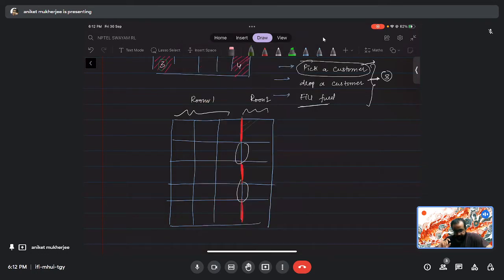My final state, goal state, is to reach this goal, and at each point of time I am randomly generated in room 1. So my episode starts with the agent randomly generated at any state in room 1.